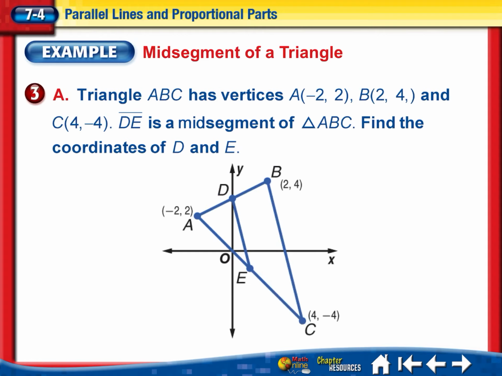So triangle ABC has vertices of -2, 2, 2, 4, 4, -4, and it is telling us DE is the midsegment. So therefore we know that D is the midpoint of A to B, E is the midpoint of A to C, and DE should be parallel to BC. We have to find the coordinates of D and E. So to find the coordinates, I just said that D must be the midpoint, so guess what formula we're using? Midpoint formula. So let me write midpoint formula here so we don't forget.